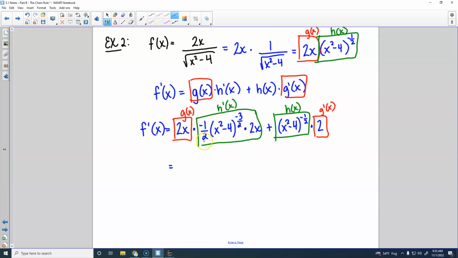I've got 2x, negative 1/2, and another 2x. So that is going to give me 2x squared times x squared minus 4 to the negative 3/2. And then over here I'll have plus 2 times x squared minus 4 to the negative 1/2. Yes, thank you. I lost that negative there.